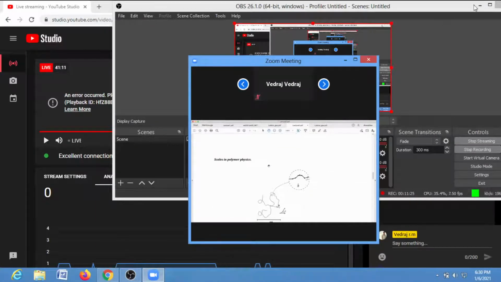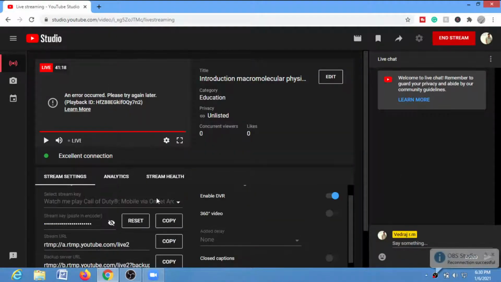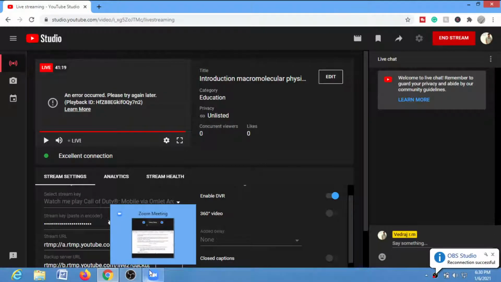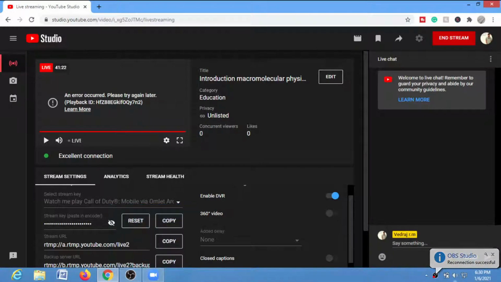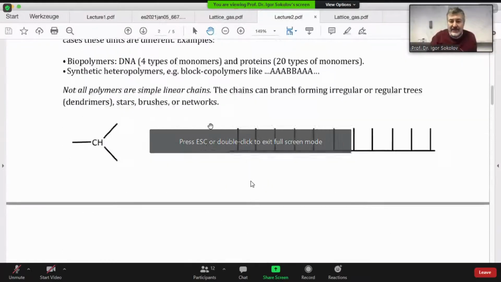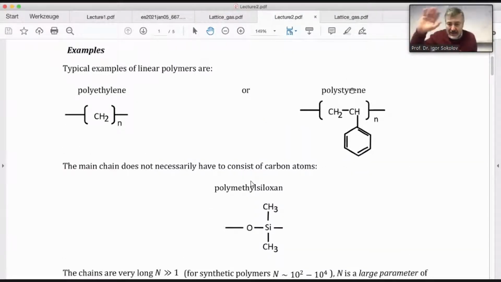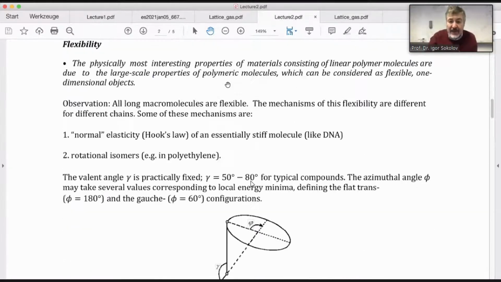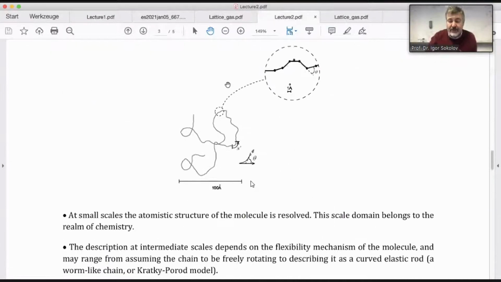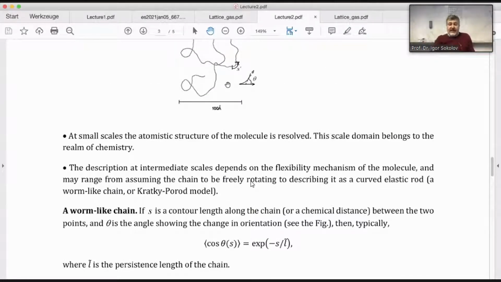Now, another situation is with the thick chains. If you have a brush, or if you have bulky side chains, like, okay, polystyrene is not quite bulky, but imagine you have these rings everywhere. So this will be quite bulky stuff. This will not be very flexible. So the free rotation at small scales is prevented by the geometry.